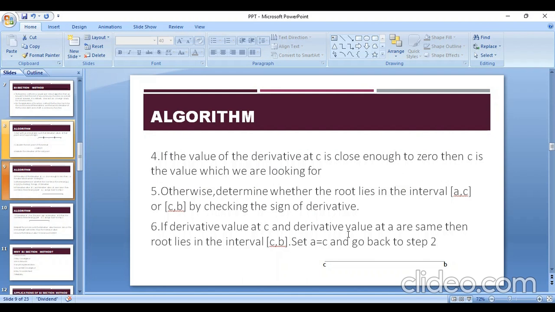We will repeat this process once again. Again, we'll be calculating the midpoint of the interval A comma C or C comma B, and we'll be comparing these values. We will stop this process when the interval length is less than the tolerance. Tolerance is assumed to be approximately 0, like 10 to the power minus 6 or 10 to the power minus 5, or if the value at the midpoint is 0.